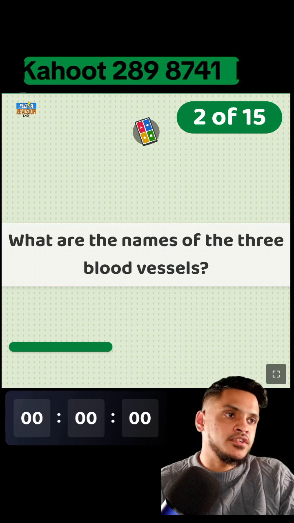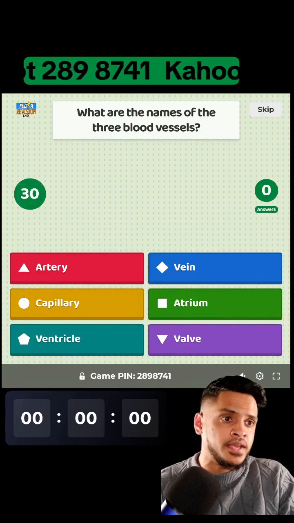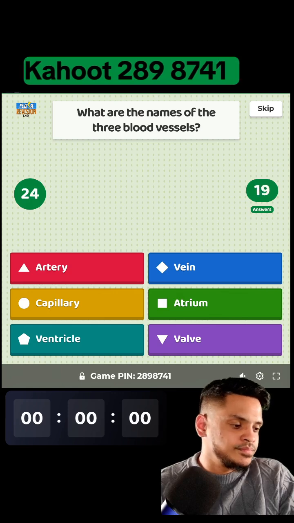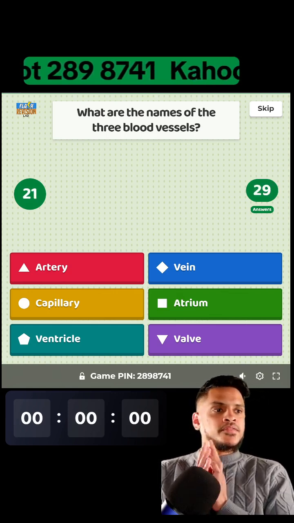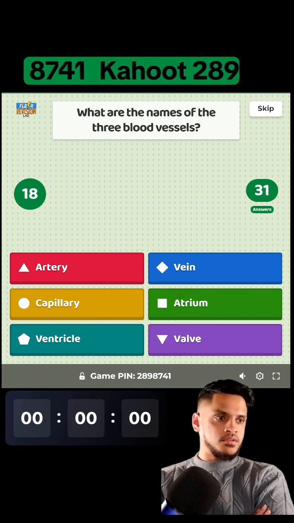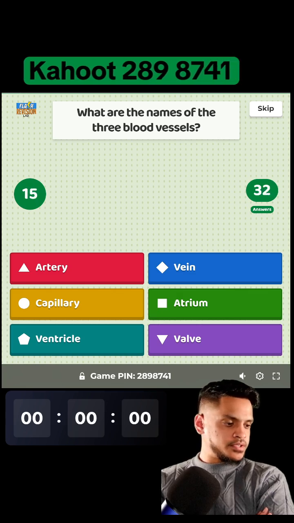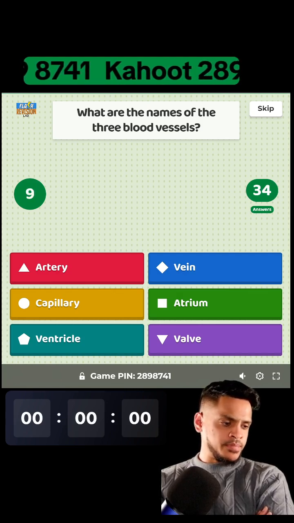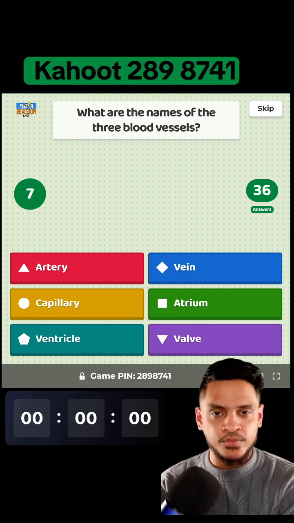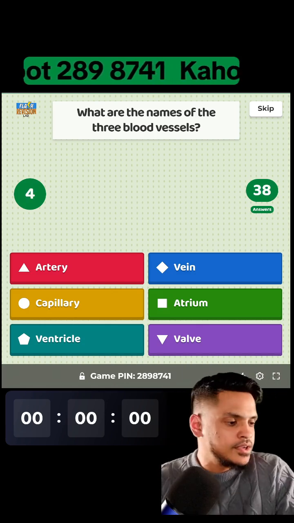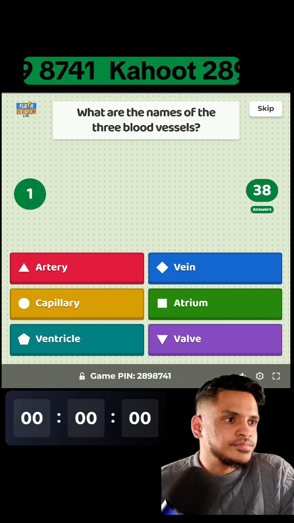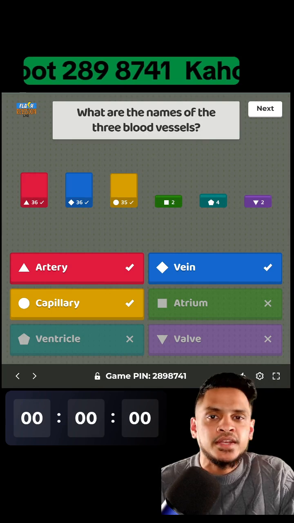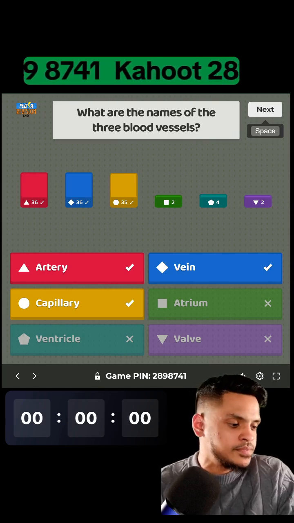Multiple select. So you click all of these, more than one. What are the names of the 3 blood vessels out of these? We mentioned all 3 of them at the start of the live when I was doing the exam questions. The chat has been wrong sometimes, just to let you guys know, so you can choose to trust them or not. 38 people. Okay, well done if you got all 3 of them. Artery, vein, capillaries. Those are the 3 different types of blood vessels.